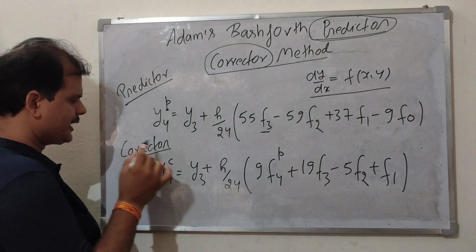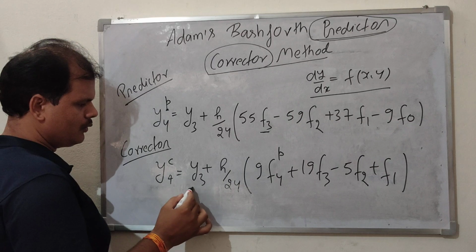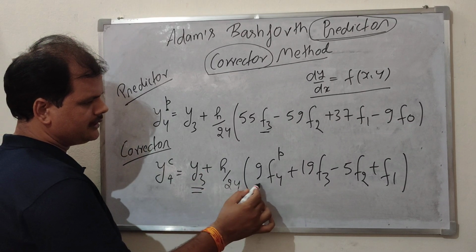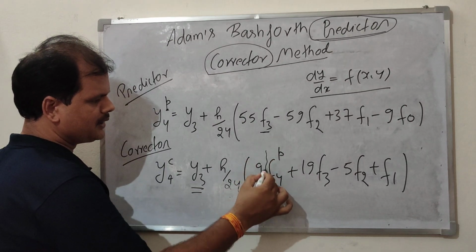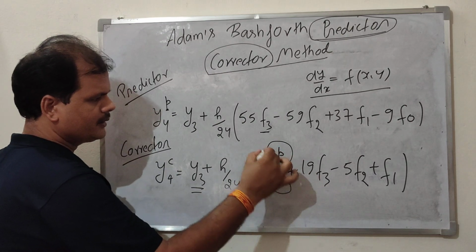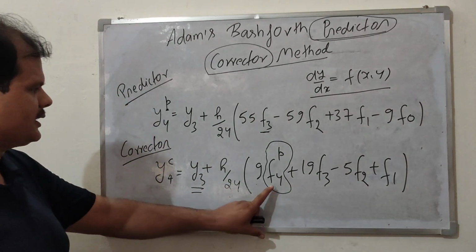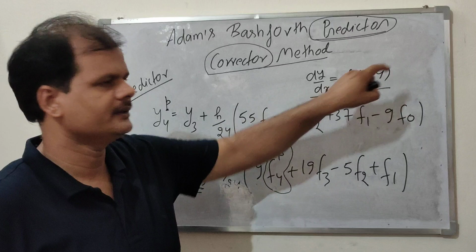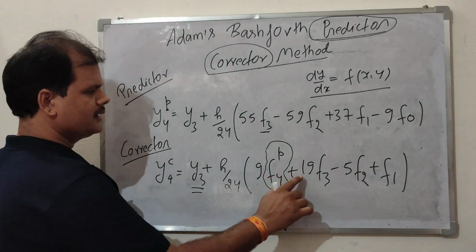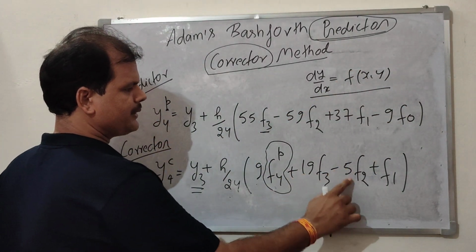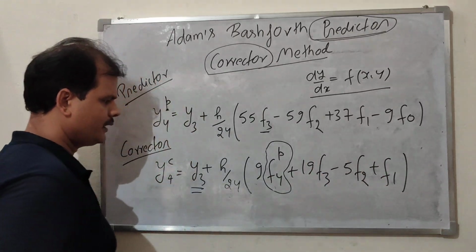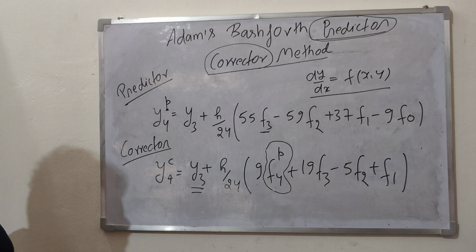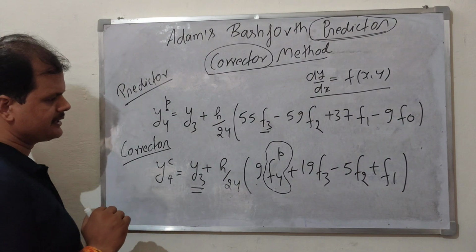Now the corrector formula: y4c equal to y3 plus h by 24 into 9 f4p, and this part is coming from the previous formula. We calculate this f4 at x4 and y4p, plus 19 f3 minus 5 f2 plus f1. So this is the predictor formula, this is the corrector formula. That's why we call it a multi-step method.